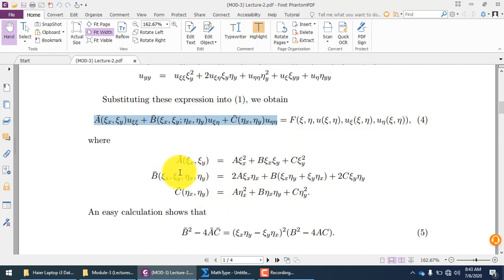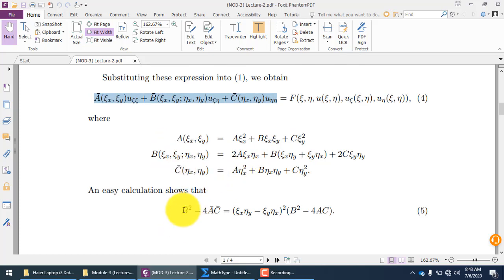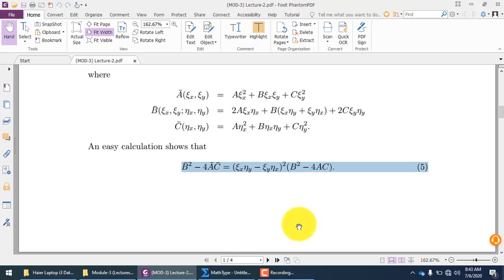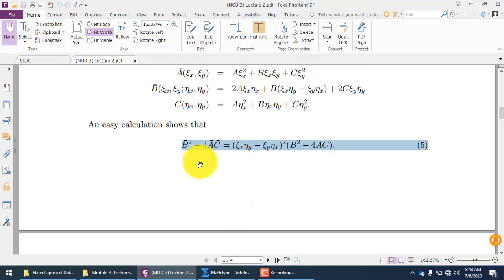Now the discriminant, which is b square minus 4ac, in new transformation it is b bar square minus 4a bar c bar. This was calculated to be as in equation 5 in the last lecture, and it is evident that whether your partial differential equation is parabolic, elliptic or hyperbolic does not alter its type if you introduce new transformation, because if in the previous standard transformation b square minus 4ac is 0, then the new b bar square minus 4a bar c bar will also be 0.